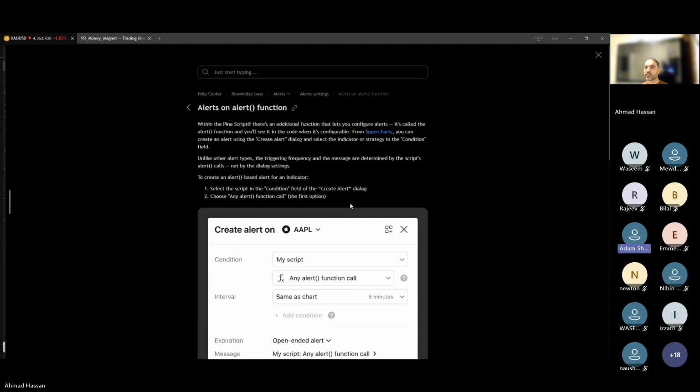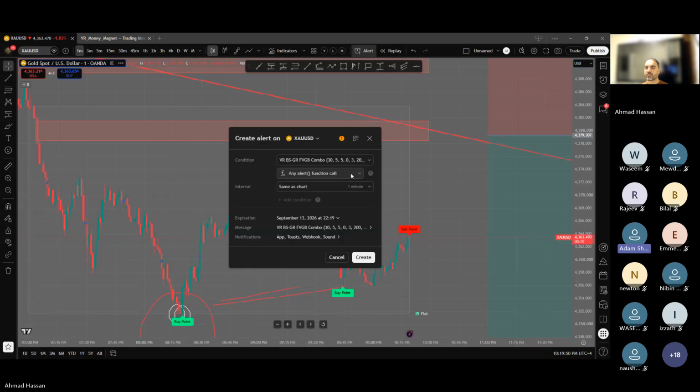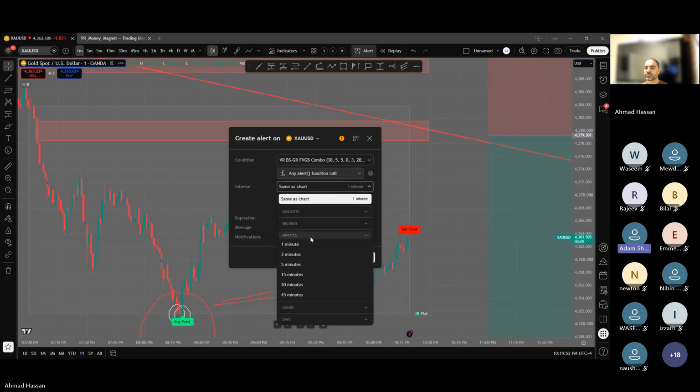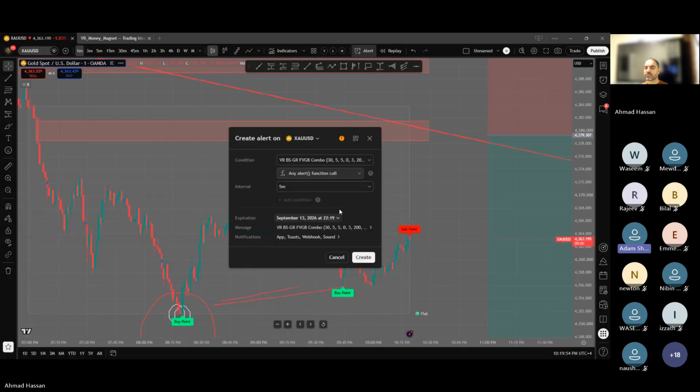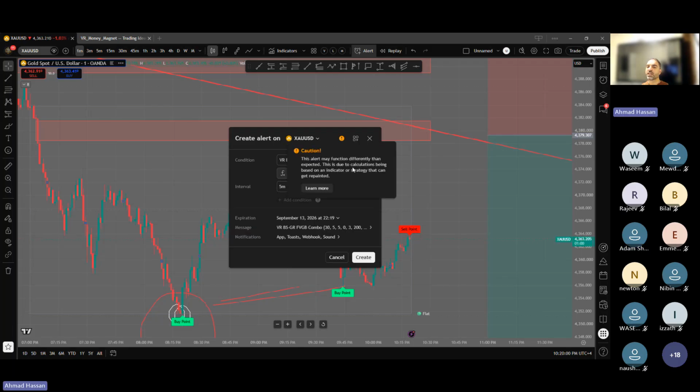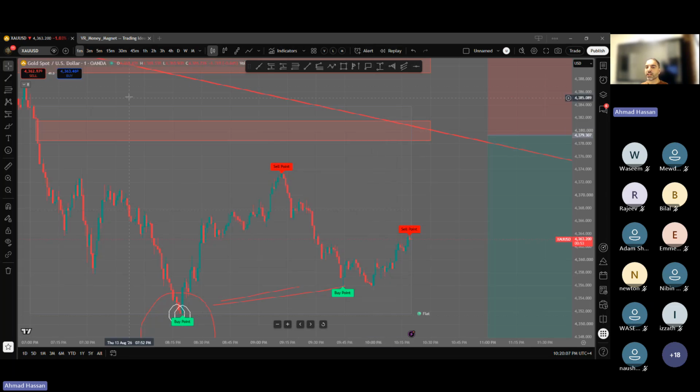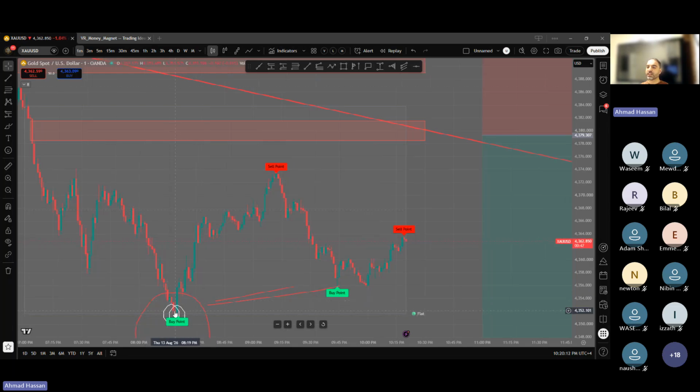One of the students has got an error on the alert. He's saying that there is an exclamation mark, the yellow one, coming up next to the XAUUSD. This alert may function differently than expected. This is due to the calculations being based on an indicator or strategy that can get repainted. Sometimes at a smaller time frame, the market is moving here, it will appear here, and suddenly it goes down. That's why I tell you 1 minute, 3 minute, 5 minute is not recommended. 5 minutes and above is recommended.